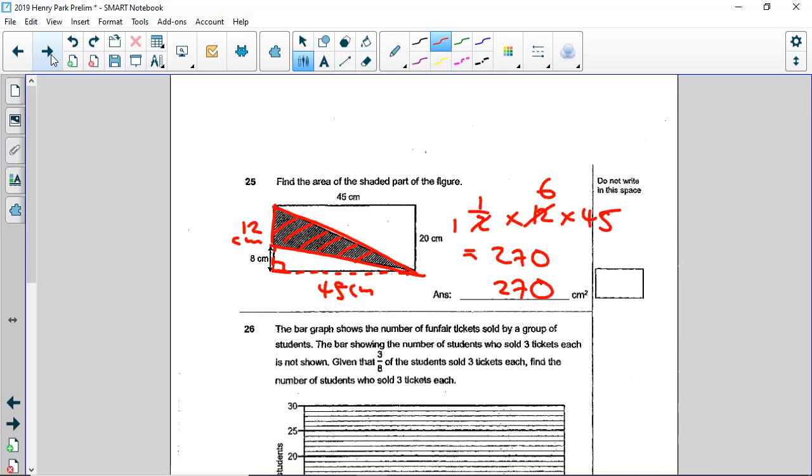All right. So you will have some questions in the PSLE and in your prelim paper that are quite easy. It's to help you to get the marks, right? So there's quite a good balance in the type of questions you get.